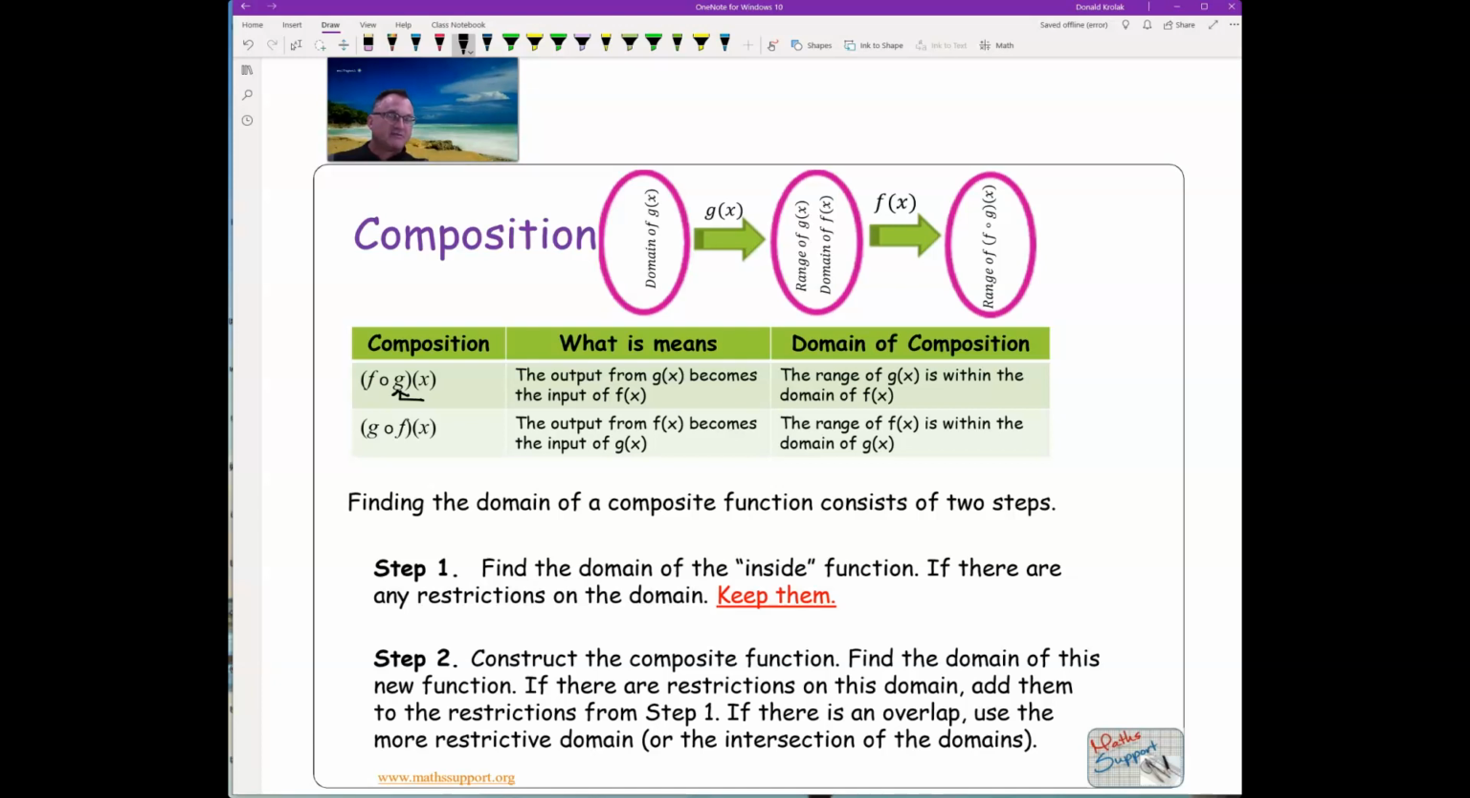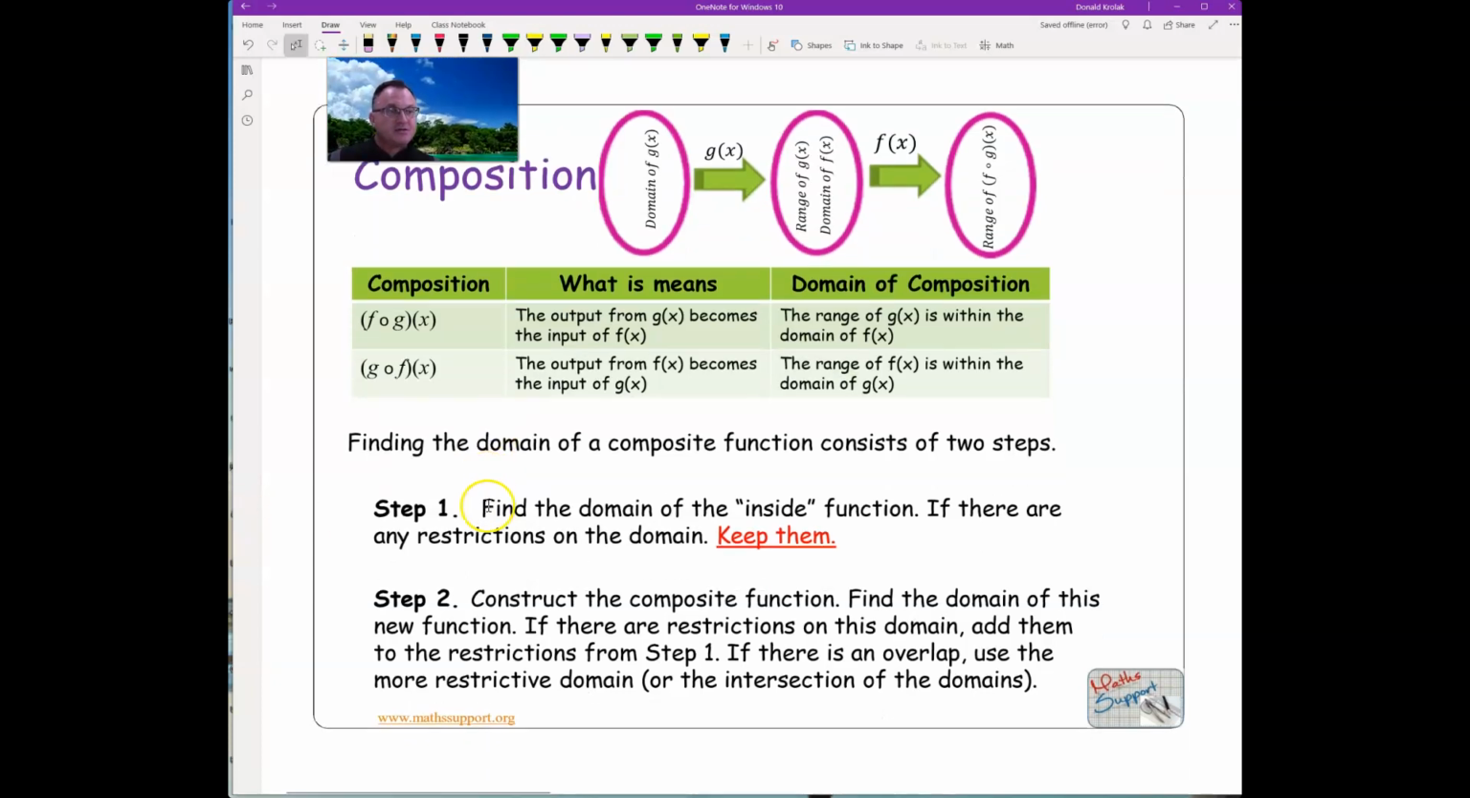Then whatever comes out of g has to also be part of the domain of f. Otherwise, it won't be able to go into f. So the output from g becomes the input of f of x, or the range of g becomes the domain of f of x. So when we are considering the domain of a composite function, we have to take into consideration the inner function and then the final composite function.